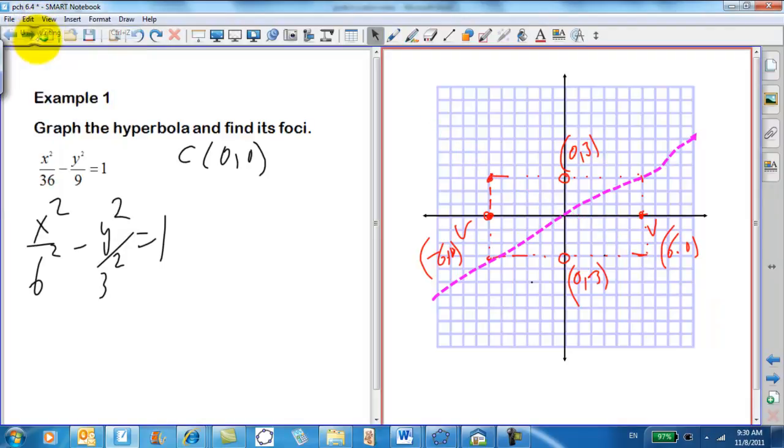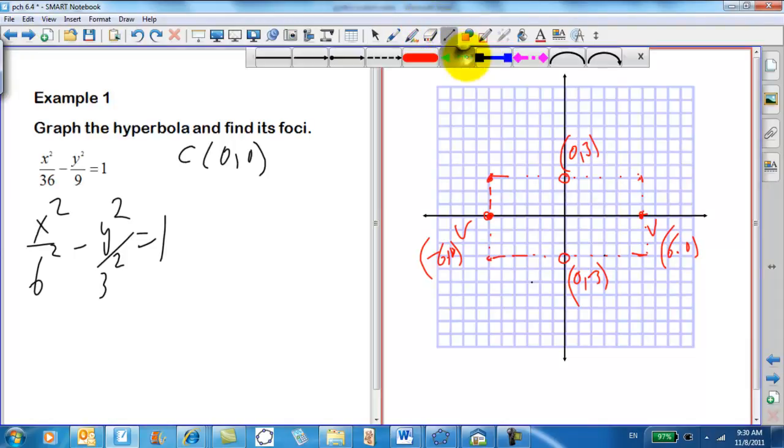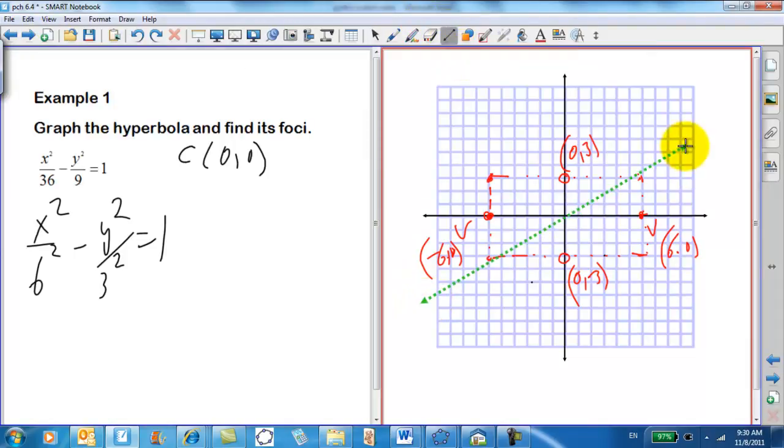There's another tool in here that actually makes the line. There we go, that's what I was looking for. Here's our nice asymptotes. Maybe we've got to just move that one over a little bit. There. See how they cross at the center? At the center, 0, 0.